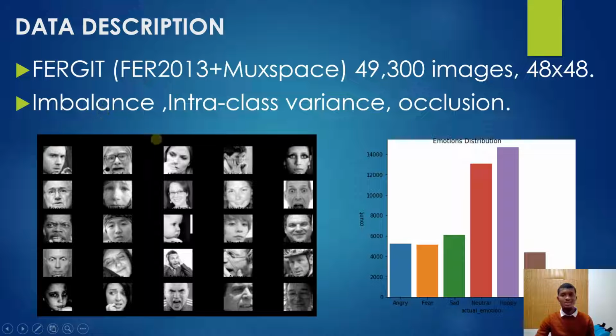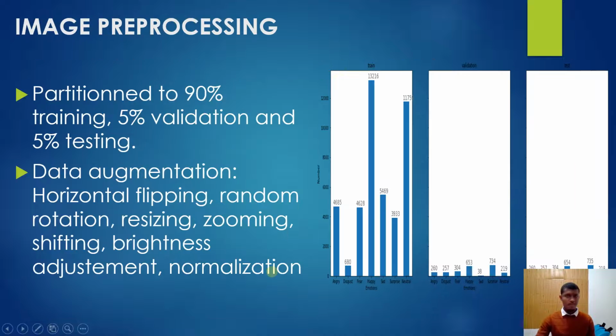This dataset has some challenges such as imbalance, intraclass variance, and occlusion, as this picture shows, where you can see that happy has more samples than other classes, and disgust has very few samples. This image right here shows some samples of the dataset, such as angry, sad, and some other emotions.